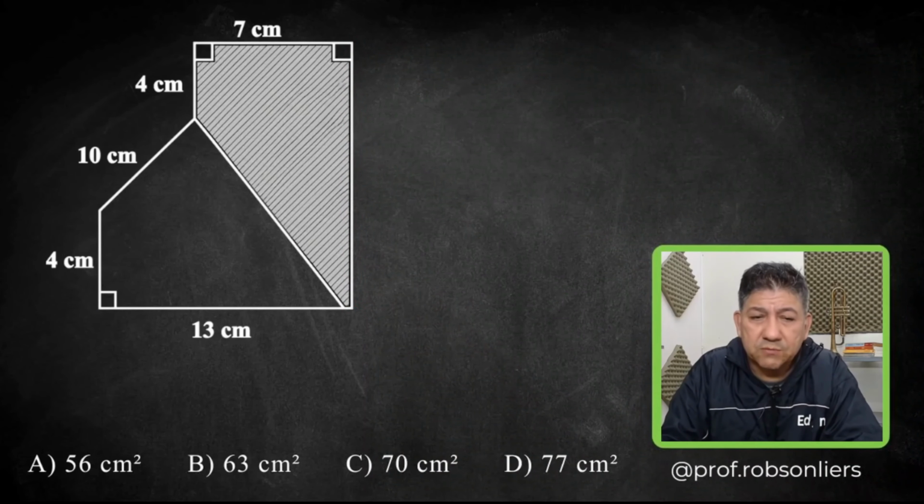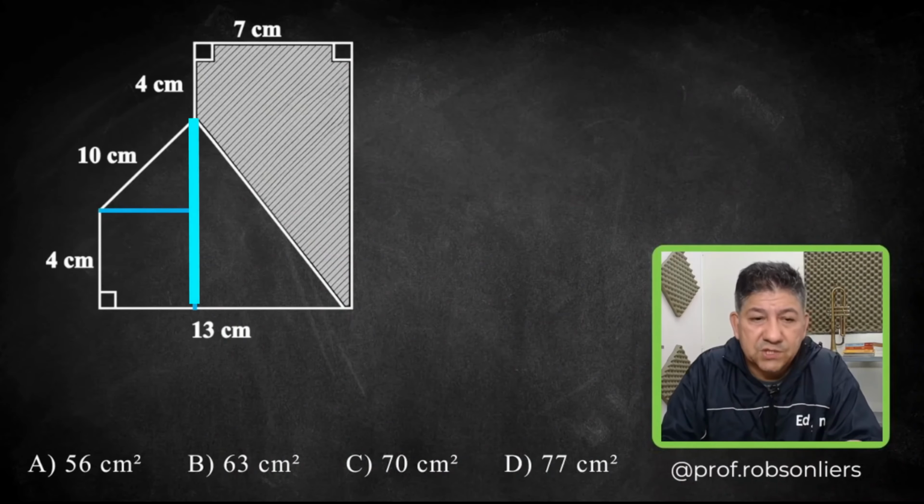What do you mean, Professor, a trapezoid? Relax, take it easy right now. Remember that we drew a line here, see? We drew this line and divided it here into two figures, a triangle and a rectangle.